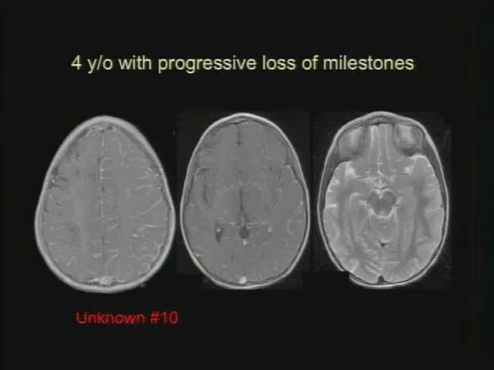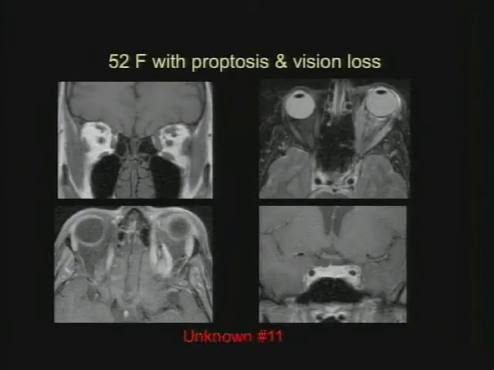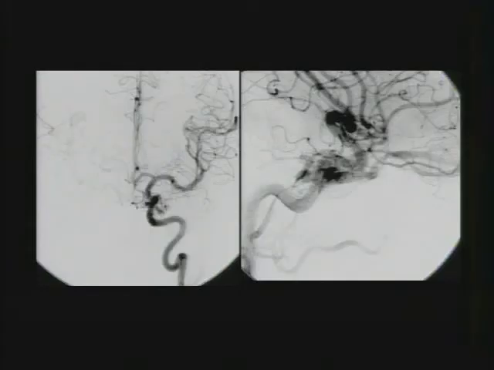Here's a 4-year-old with progressive loss of milestones, similar to a case that Dr. Glenn showed earlier. Post-contrast T1 weighted, and an axial T2. And this is the MR angiogram in that same patient. And the last unknown case, this is a 52-year-old with proptosis and vision loss. And this is the conventional angiogram in that same patient.